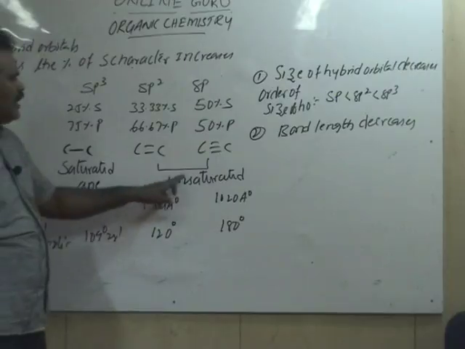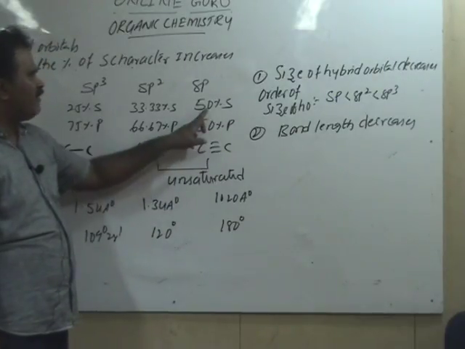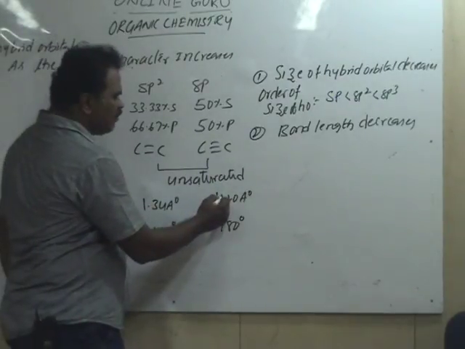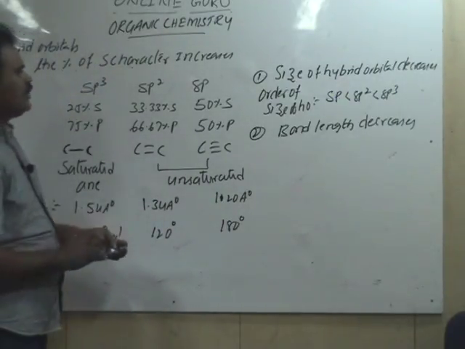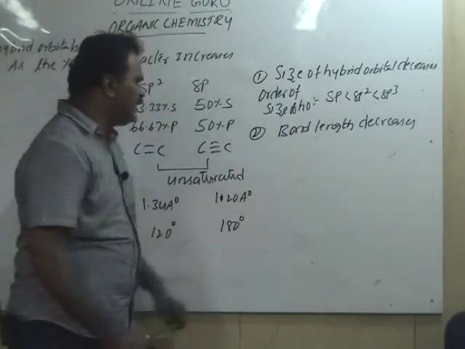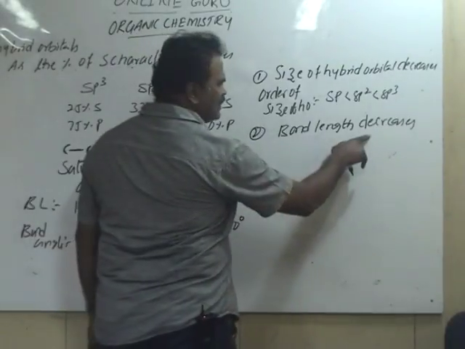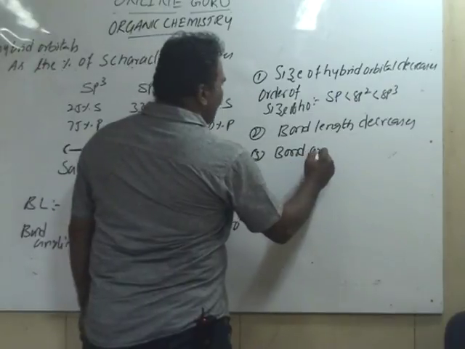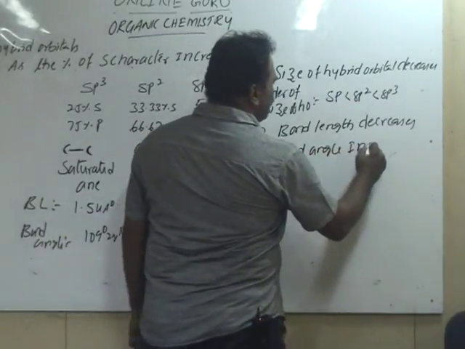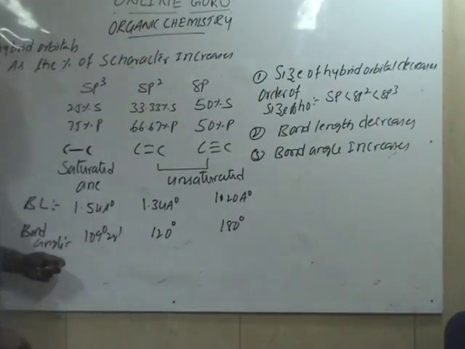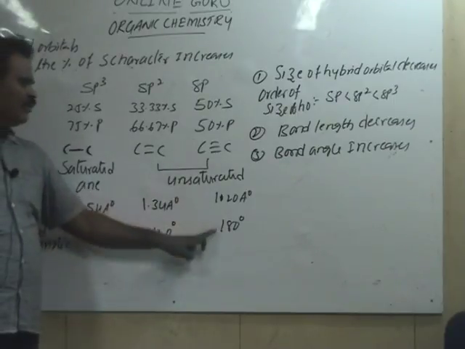We have to observe that. In C single bond C, the percentage of s character is 25 and the bond length is 1.54 angstroms. In C double bond C, the percentage of s character is 33.3% and the bond length is 1.34. In C triple bond C, the percentage of s character is 50 and the bond length is 1.20 angstroms. So, as percentage of s character increases, bond length decreases.